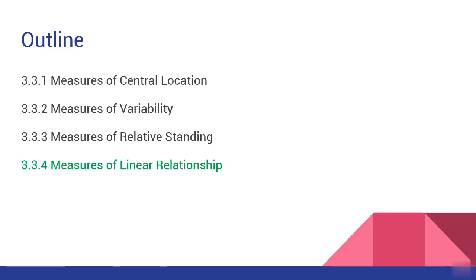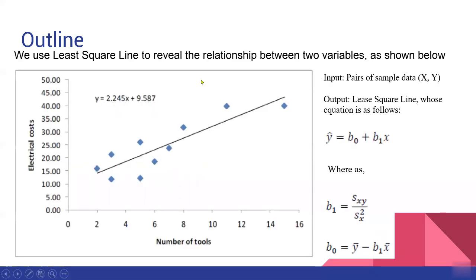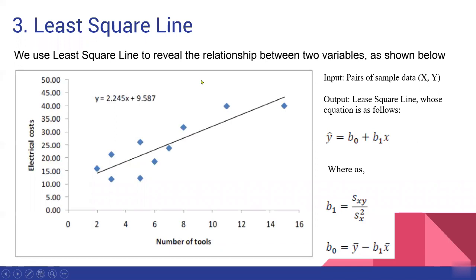All right, so today we're going to talk about the last part of measures of linear relationship, which is to find the equation of the least squared line. First of all, let me briefly introduce what a least squared line is.